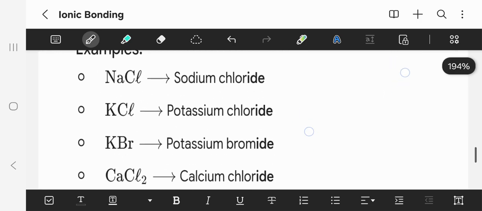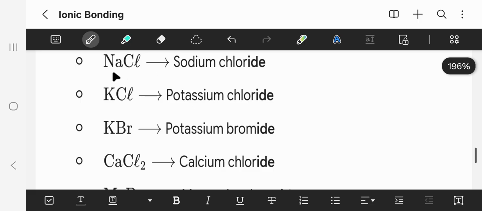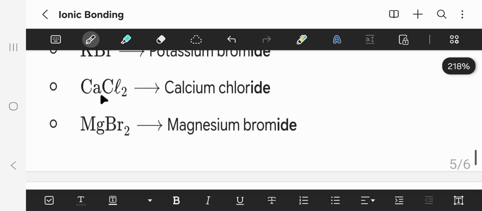Now these are the names that we have as examples. Sodium bonding with chlorine produces what? Sodium chloride. You see here, I'm not saying sodium chlorine, but chlorine changes to chloride. Here I have potassium bonding with chlorine, but the name is going to be what? Potassium chloride. I'm not saying potassium chlorine. Here I have potassium bonding with bromine, and when I give the name, I say it's potassium bromide. And then I have calcium bonding with chlorine, but the name becomes what?